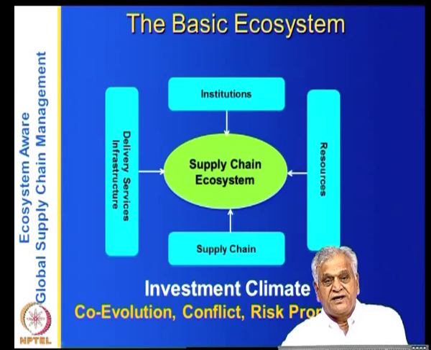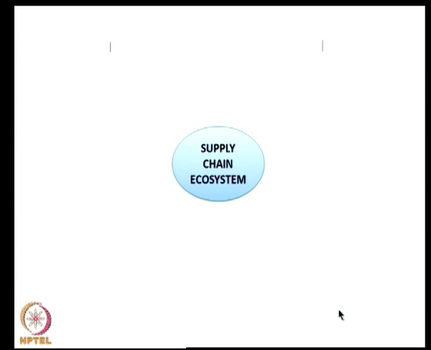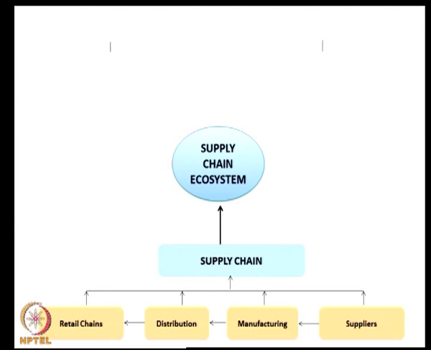So let us map this in more detail. What you have here in the ecosystem is the supply chain. The supply chain consists of the suppliers, manufacturers, distributors, and retail chains. So this is the map of the supply chain given any vertical, let it be auto, let it be food, let it be electronics, let it be PC, let it be handphone. Any of these verticals, oil or gas, they have all these four factors. If you want more, you can include them as necessary.